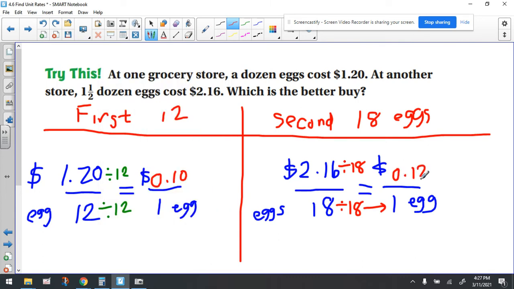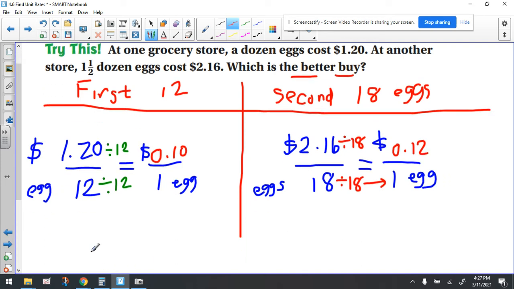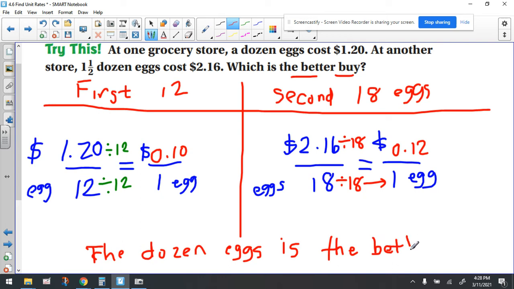Now, how do you know something's a better buy? It's when it costs less for the item, right? It means it's a better buy. So this is the better buy right here. 10 cents per egg is better than 12 cents per egg. So we're going to say, the dozen is the better buy. Dozen eggs is the better buy. And we have our evidence with our work.